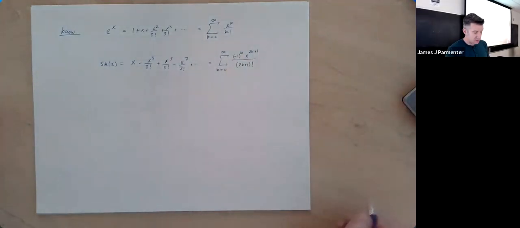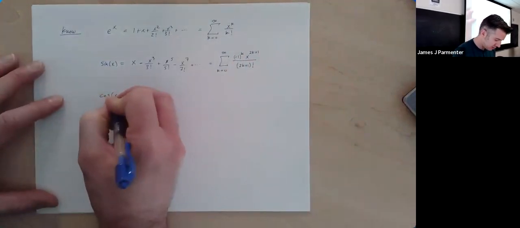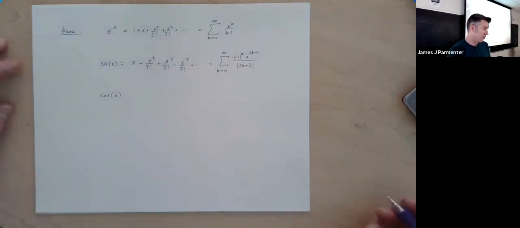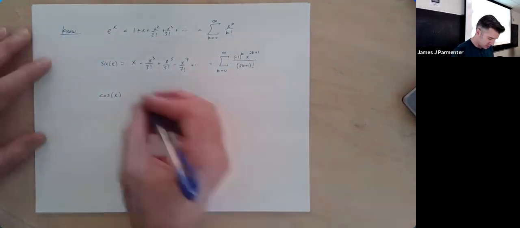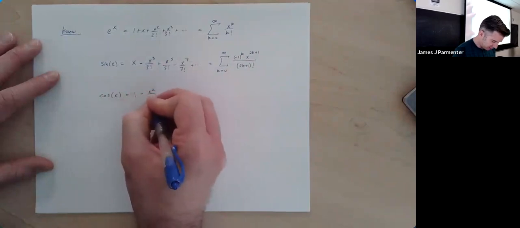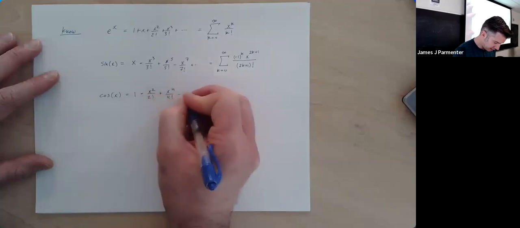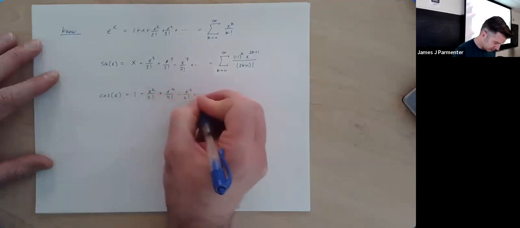And then lastly, cosine is literally the same pattern, except it's even powers instead of odd powers. Now, one mistake I always used to make with cosine is I would always want to start with x squared, but we don't. We start with 1. So cosine of x is 1 minus x squared over 2 factorial plus x to the 4th over 4 factorial minus x to the 6th over 6 factorial, et cetera.